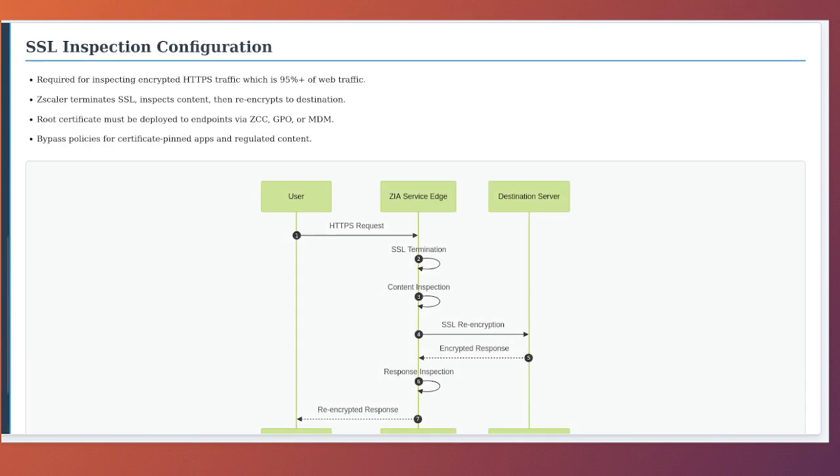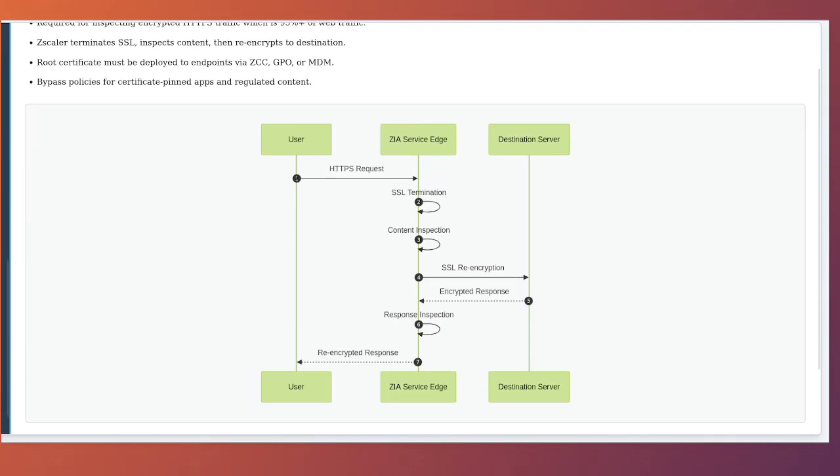Secure Sockets Layer Inspection Configuration. Secure Sockets Layer Inspection, also called TLS inspection or HTTPS inspection, is critical for effective security because the vast majority of web traffic is now encrypted. Without secure sockets layer inspection, security tools cannot see the content of encrypted connections, creating a massive blind spot that attackers can exploit. Zscaler performs secure sockets layer inspection using a man-in-the-middle approach.